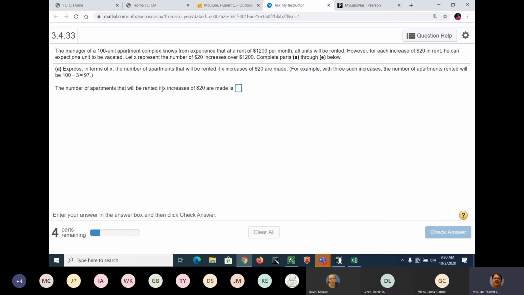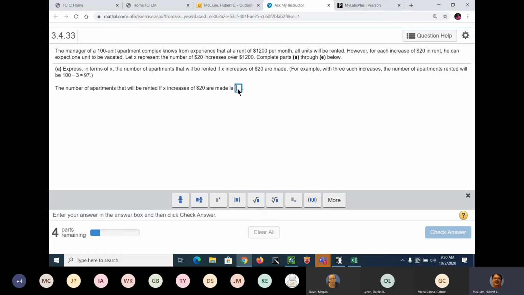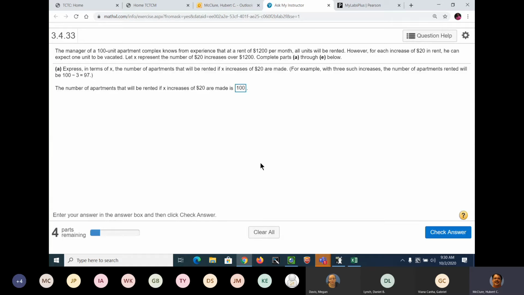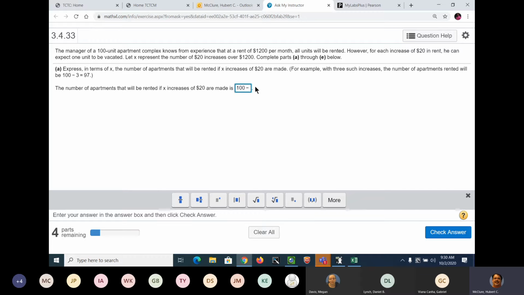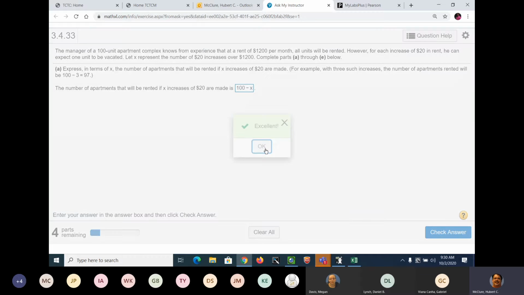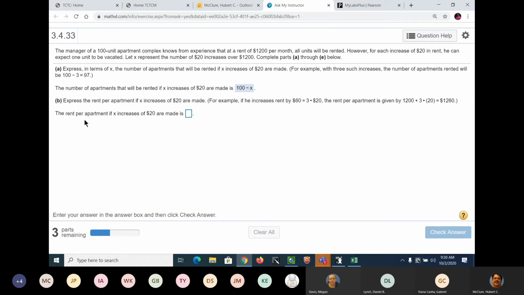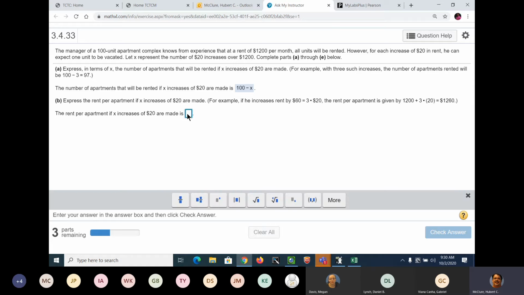The number of apartments that can be rented, I would say 100, and I don't know. So, if increases of $20 are made, the number of apartments, they just want 100 minus X, don't they? 100 minus X. Yeah, they're wanting us to build it up. The rent per apartment will be $1,200 plus 20X.